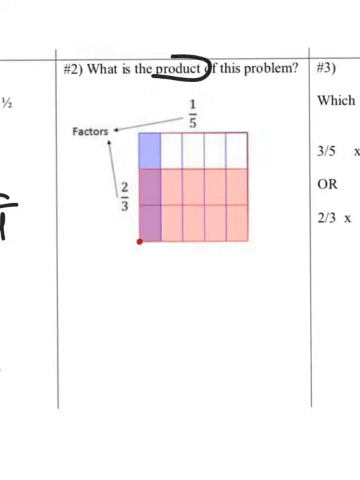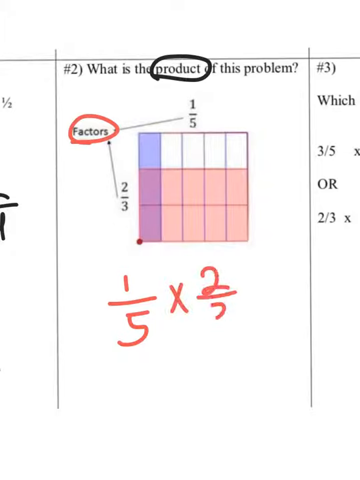Whenever you hear the word product or see the word product, it means to multiply. And it tells you factors. So it would be 1/5 times 2/3. And that will give us 2 over 15.